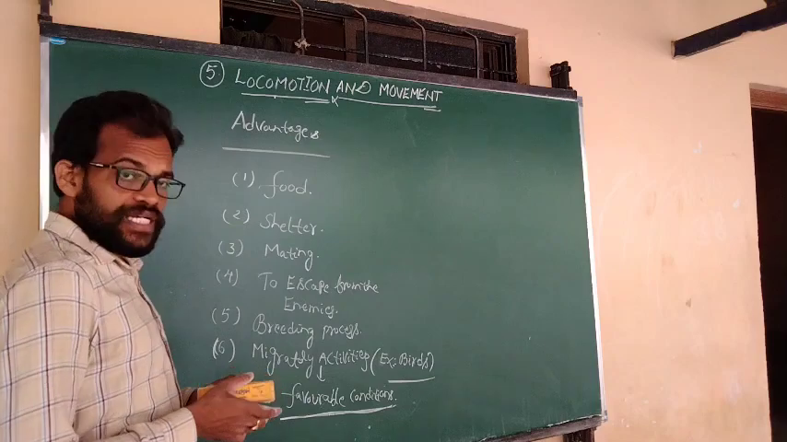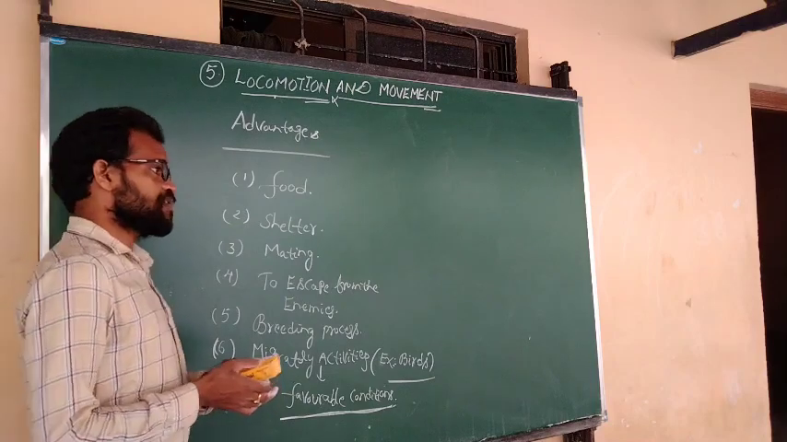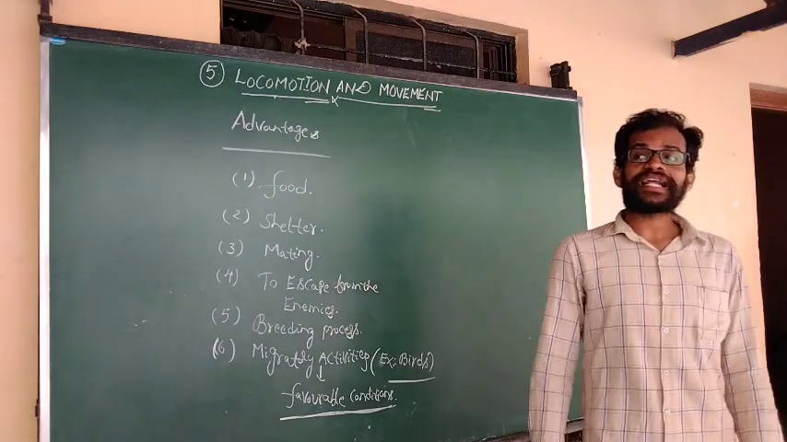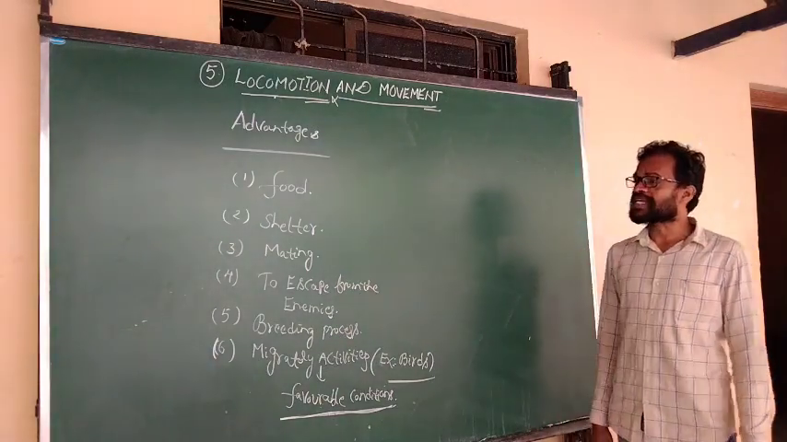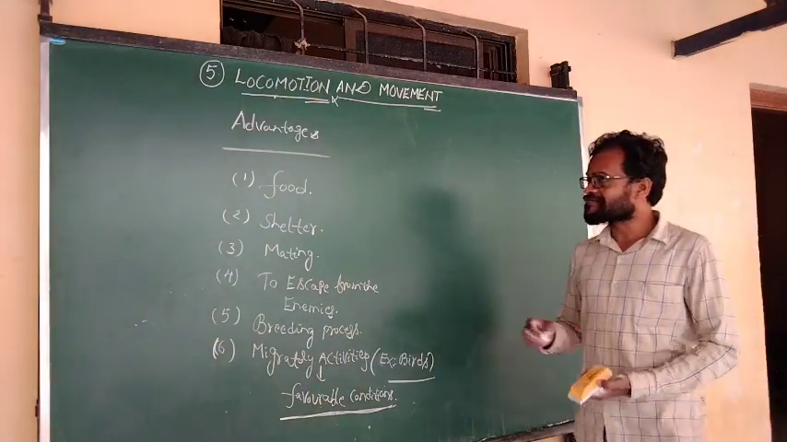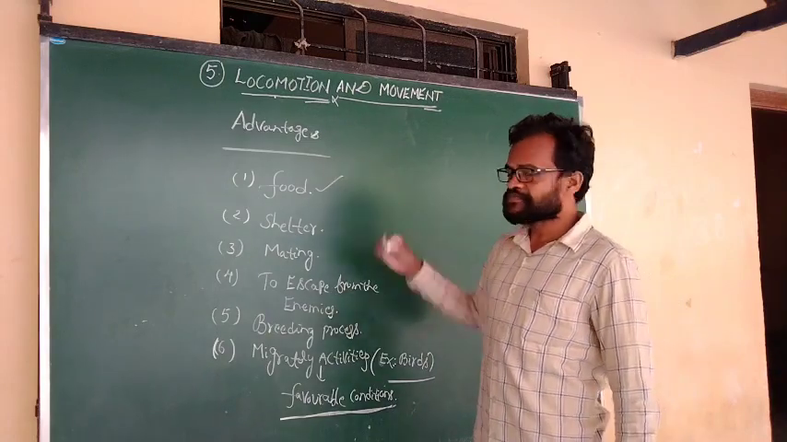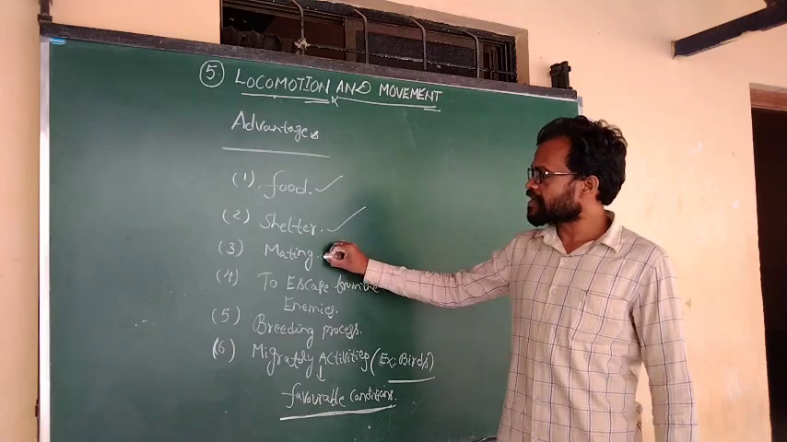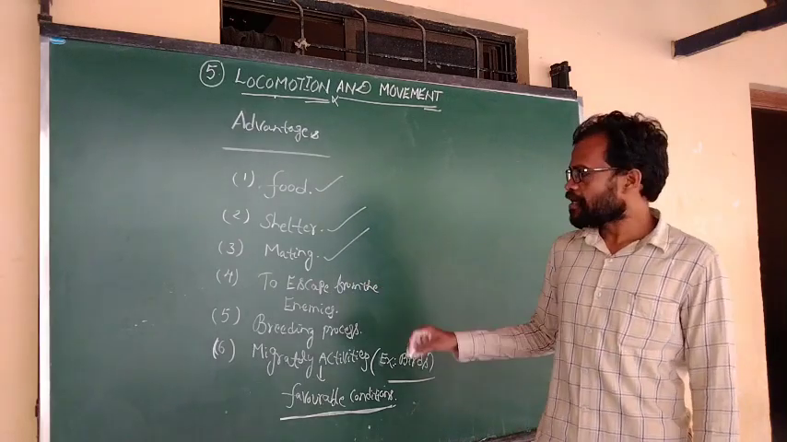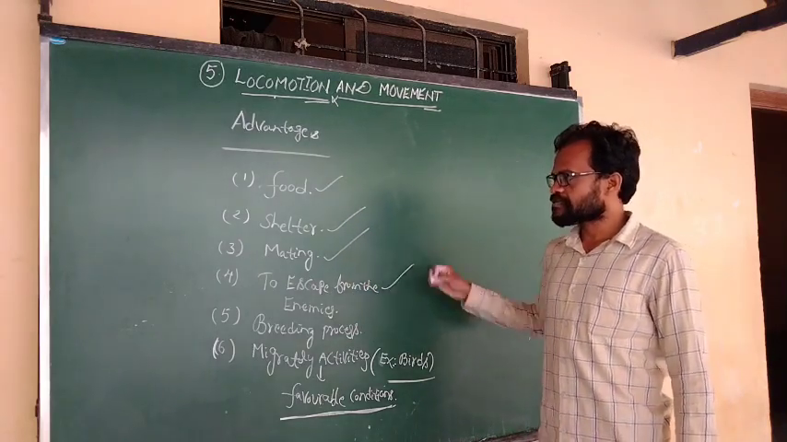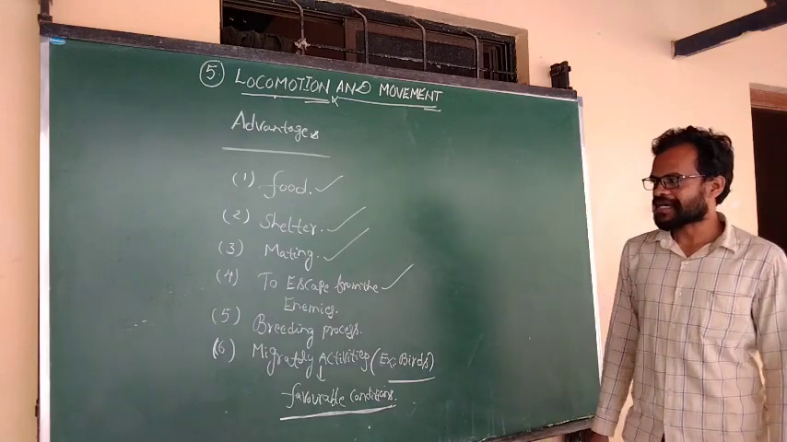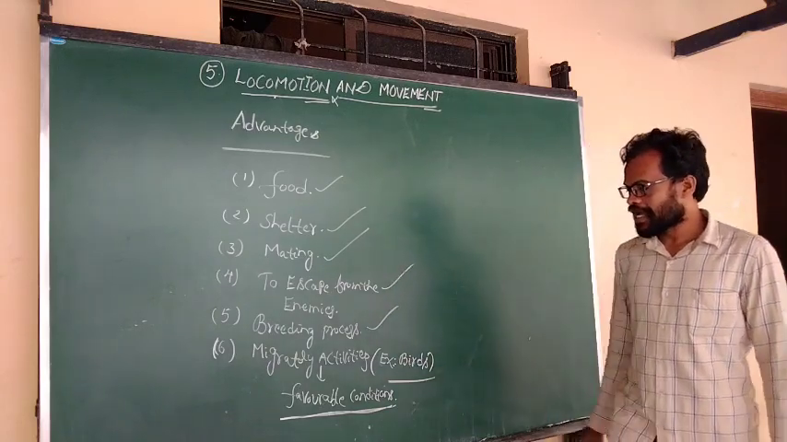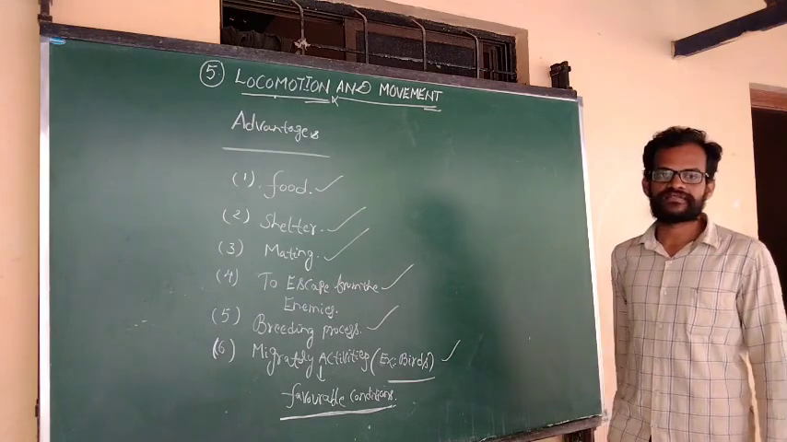What are the important advantages of the organisms moving from one place to another with the help of locomotory organelles? What is the first advantage? Food. Second advantage, shelter. The third advantage, mating process. The fourth advantage is to escape from the enemies or predators, and the breeding process, and migratory activities.